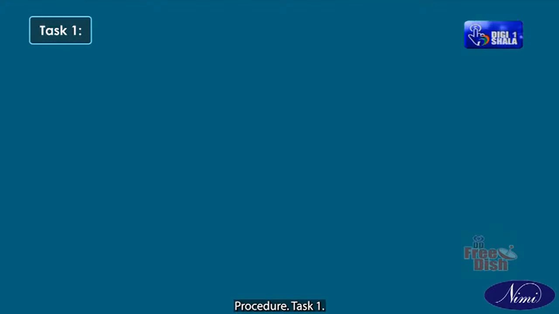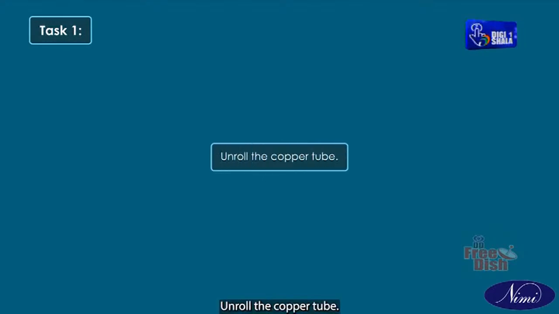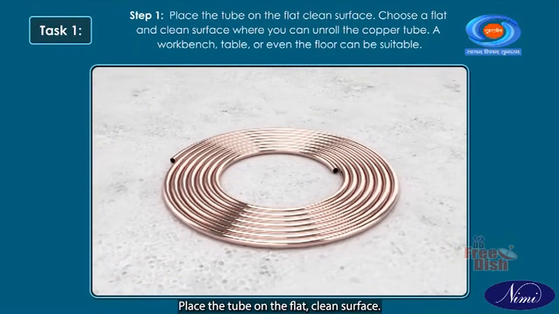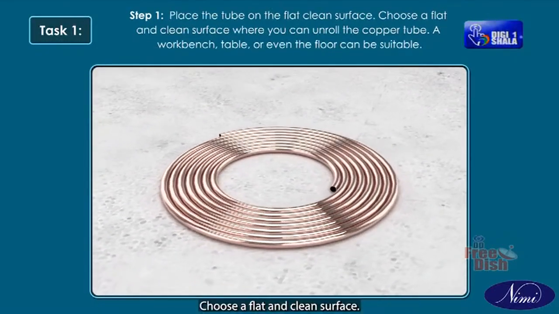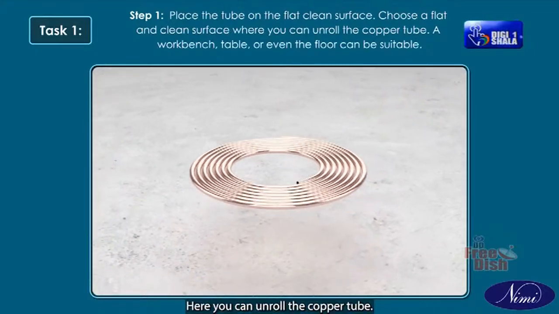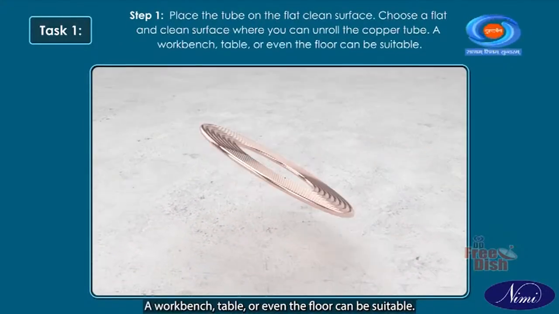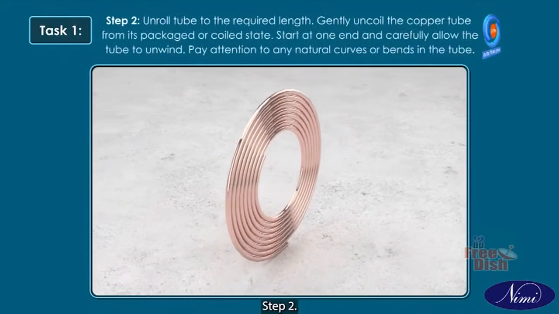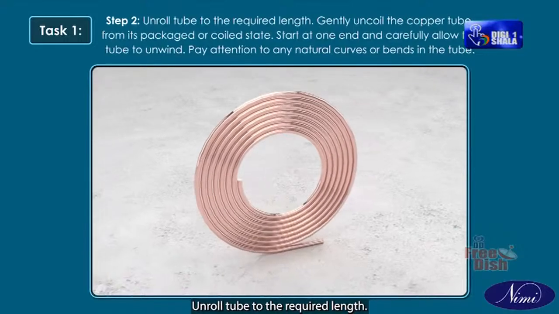Procedure. Task 1. Unroll the copper tube. Step 1. Place the tube on a flat, clean surface. Choose a flat and clean surface where you can unroll the copper tube. A workbench, table, or even the floor can be suitable. Step 2. Unroll the tube to the required length.